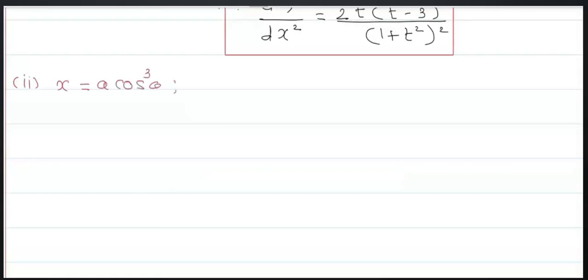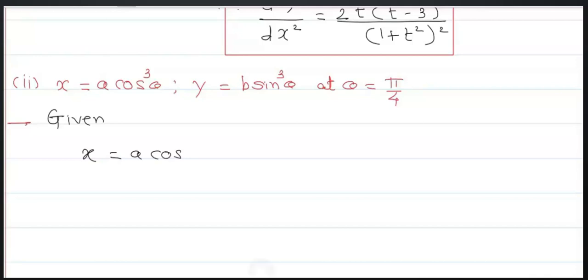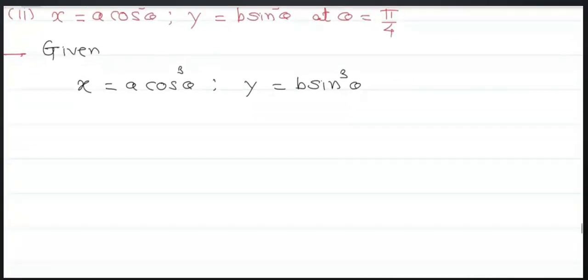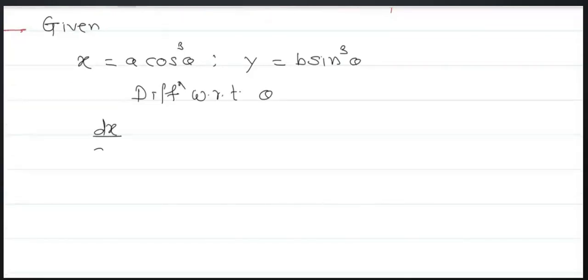if x is equal to a cos cube theta, y is equal to b sine cube theta, at theta is equal to pi by 4. Now x is equal to a cos cube theta, y is equal to b sine cube theta. Now differentiate this with respect to theta.